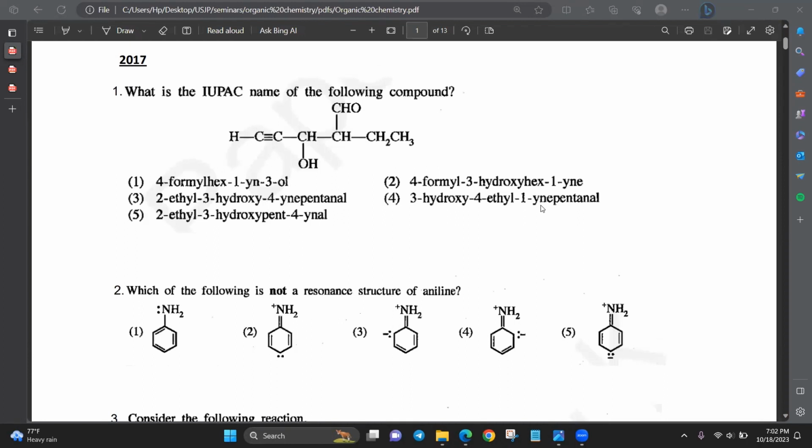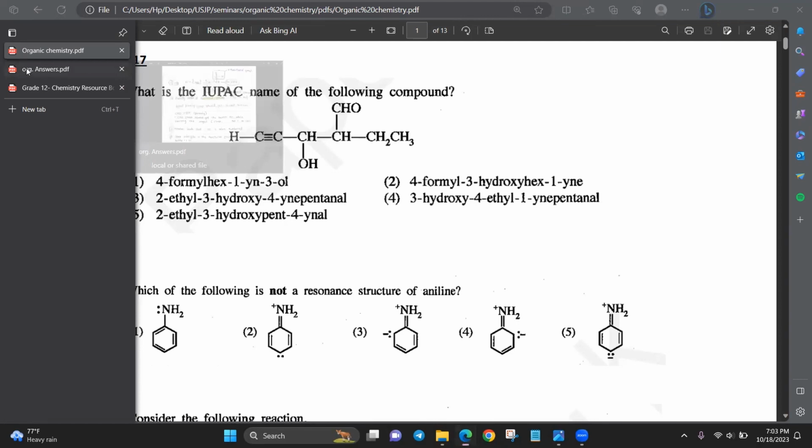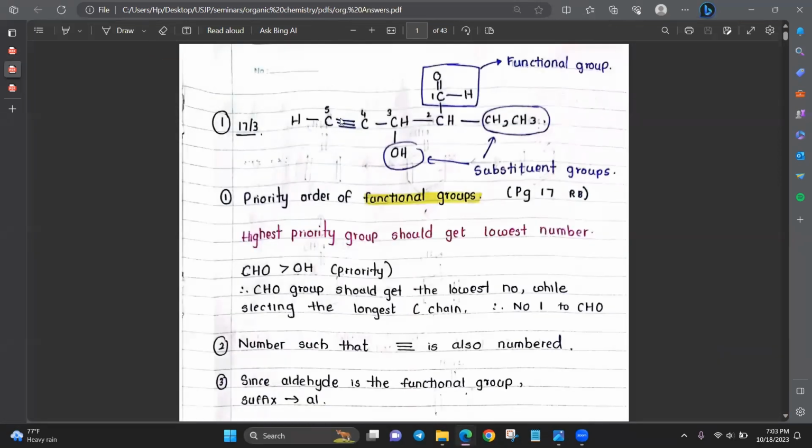What is the IUPAC name of the following compound? And they have given us this compound. Now we all know there are rules to follow when we need to find the IUPAC name of this compound. The first step is the priority order of the functional groups.